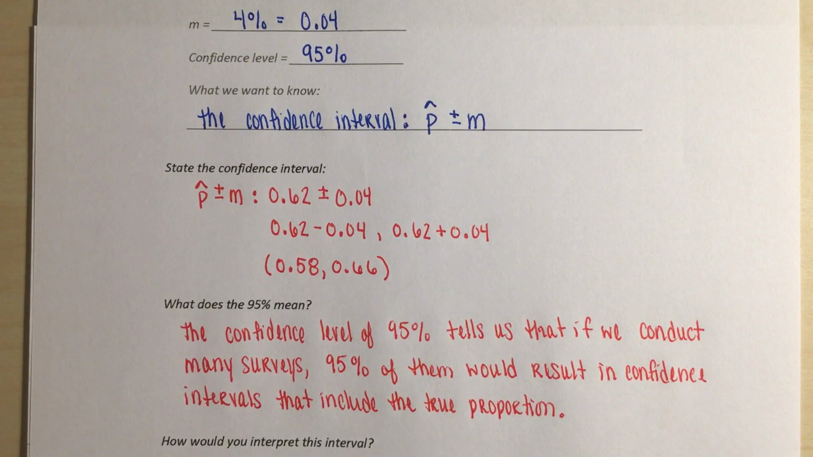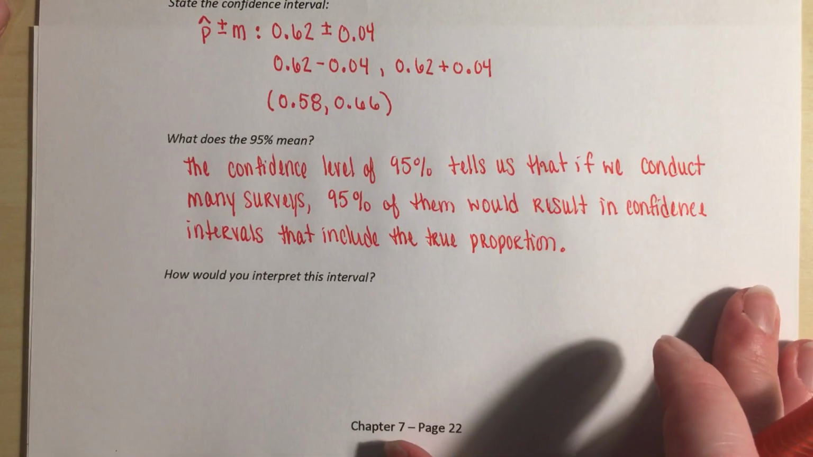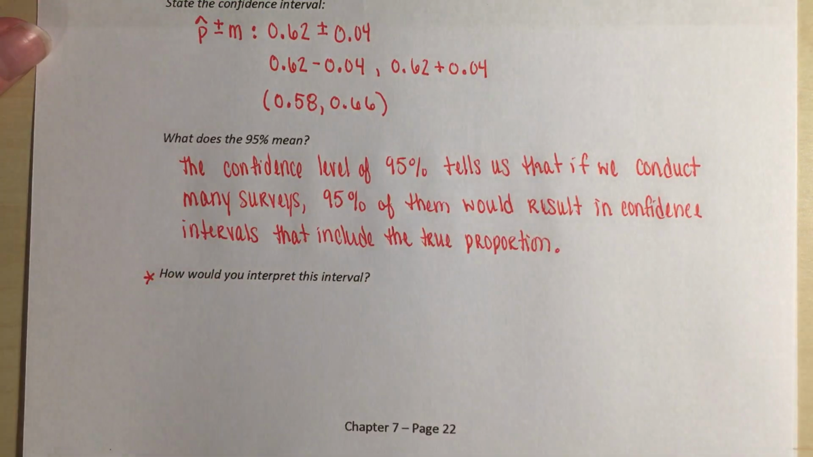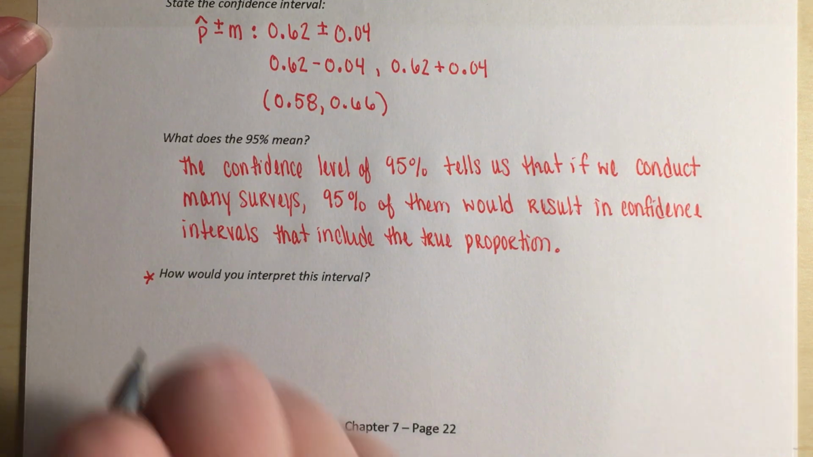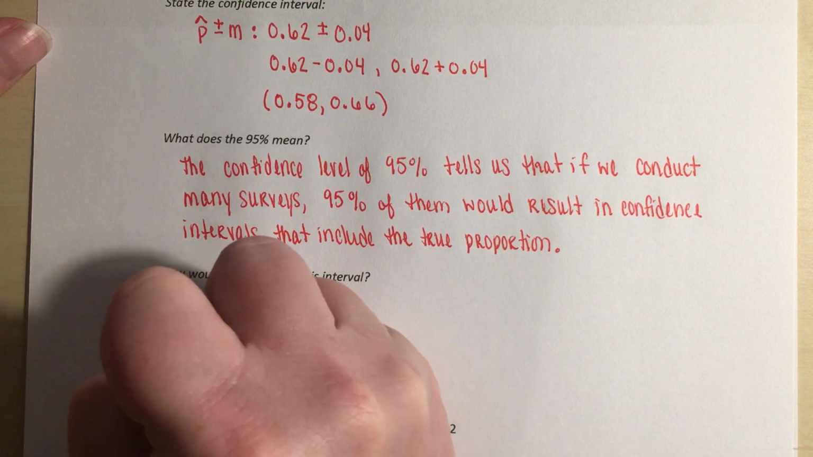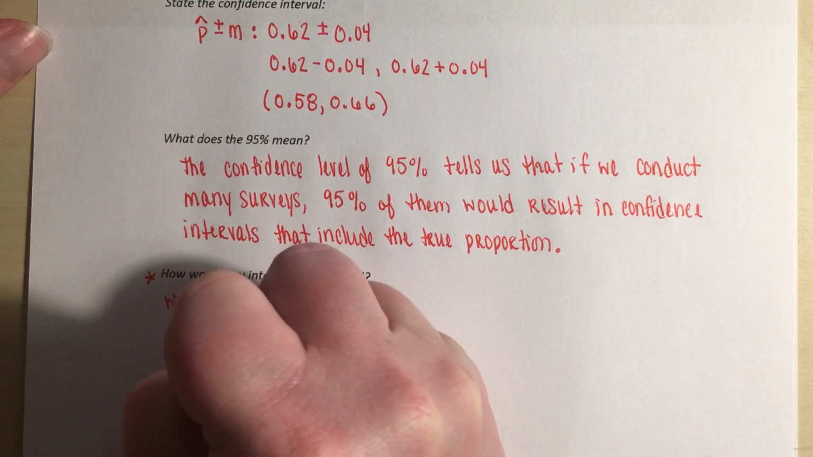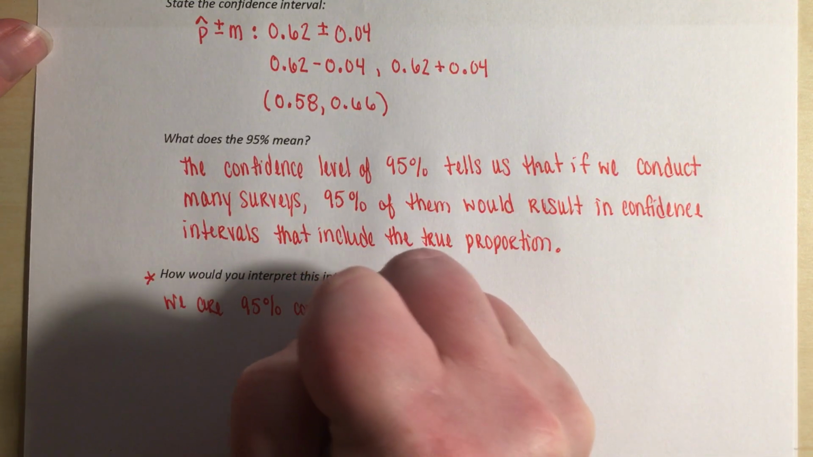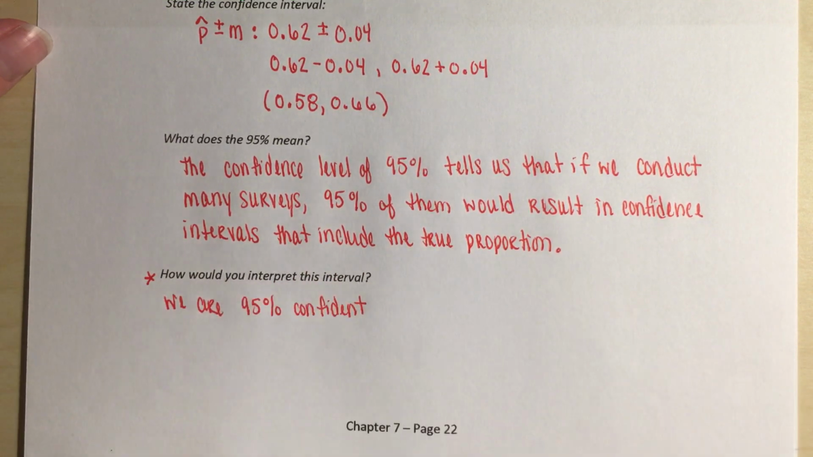How would you interpret this interval? This is quite possibly the most important question we're looking at. It's important that we know what the 95% means, but more of the answers we're going to see are going to ask us to interpret these intervals. So for our interpretation, we start with our confidence level. We are 95% confident. Whenever we're starting our interpretation, the easiest way to start is with our confidence level, and then we talk about what proportion we are looking at.